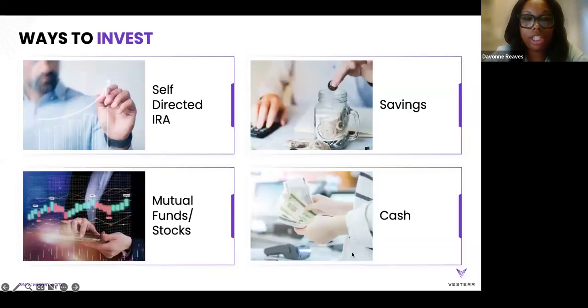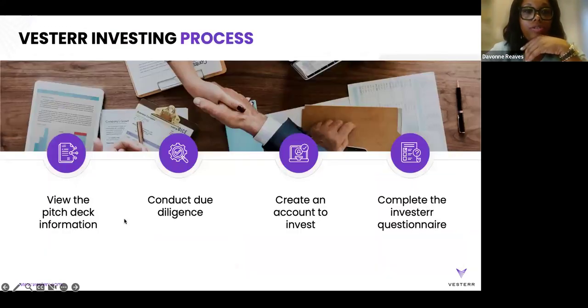So these are the different ways that you can invest. You can use your self-directed IRAs in your retirement. You can use your savings. You can use mutual fund stocks or cash. We recommend that you work with a financial advisor. We don't make those type of recommendations. We do have a preferred partner. If you want to use your retirement, we use Equity Trust and EQRP as well.